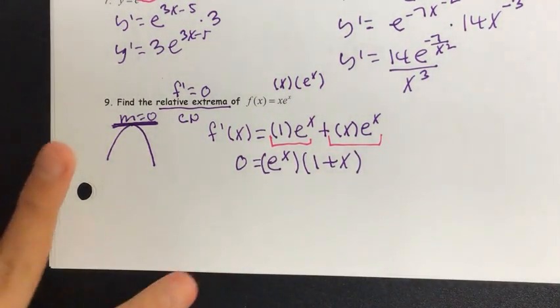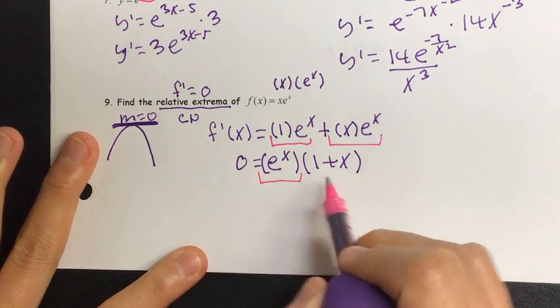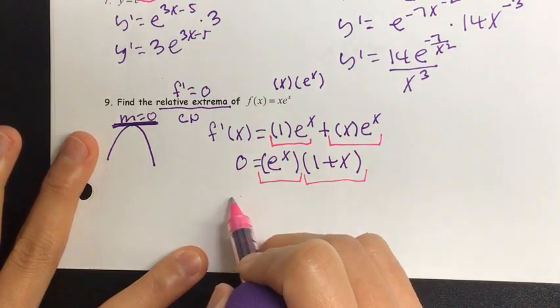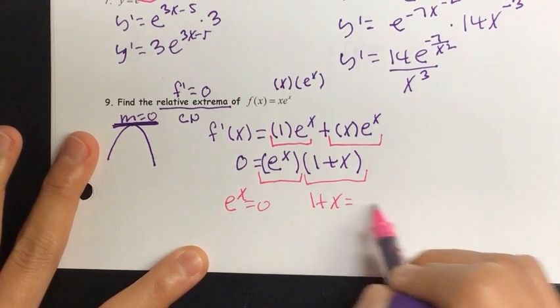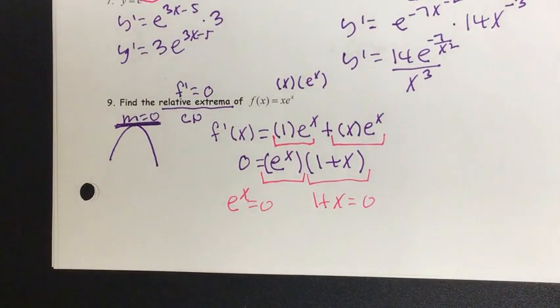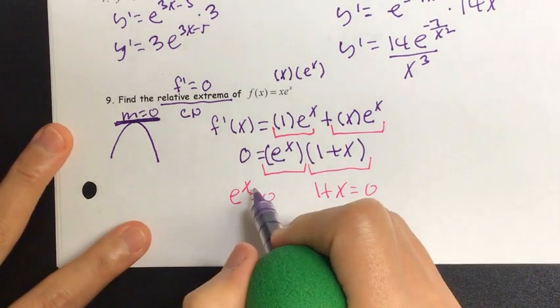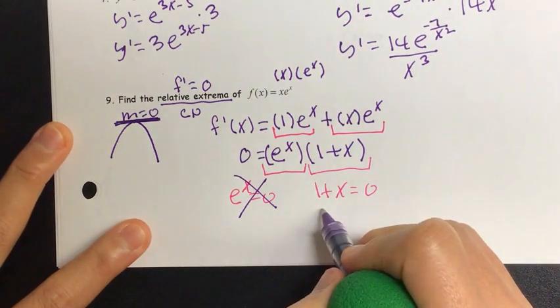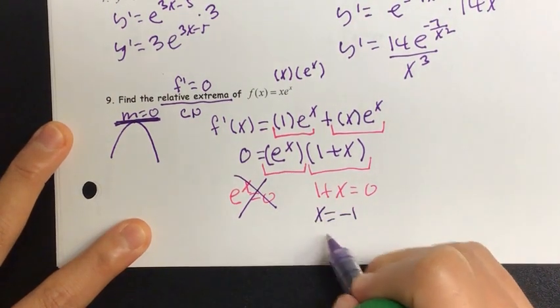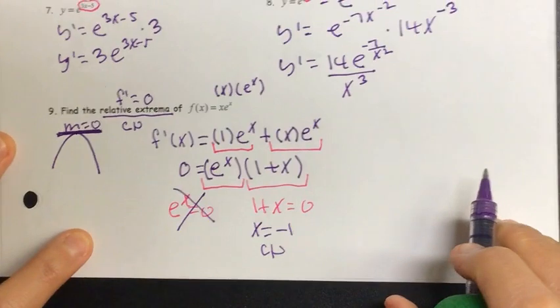So I need to ask myself, when are these two individually equal to 0? So e to the x is equal to 0, and 1 plus x is equal to 0. Can e to the x ever reach 0 or negative? No. So that's not even a thing, so it's not a critical point. So my critical point has to be negative 1, as in critical number.